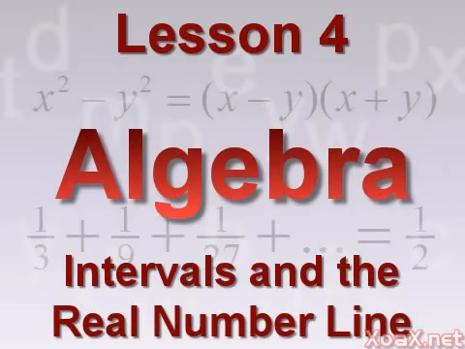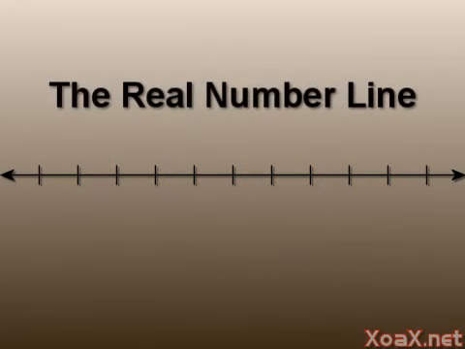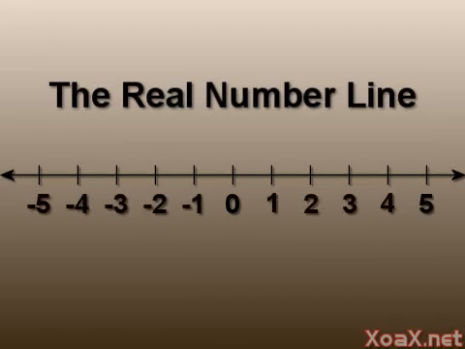Lesson 4. Intervals in the real number line. The real number line is a representation of the real numbers. Typically we begin at some number like 0 and extend a line out to the left and to the right and add some more numbers to indicate the scale.